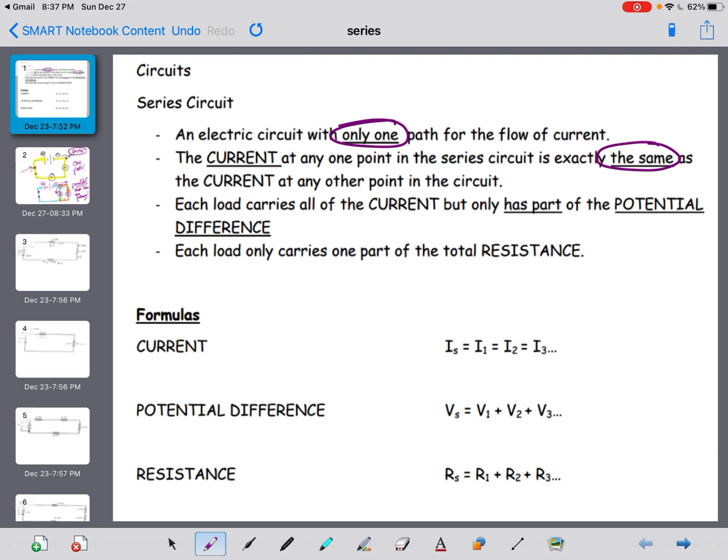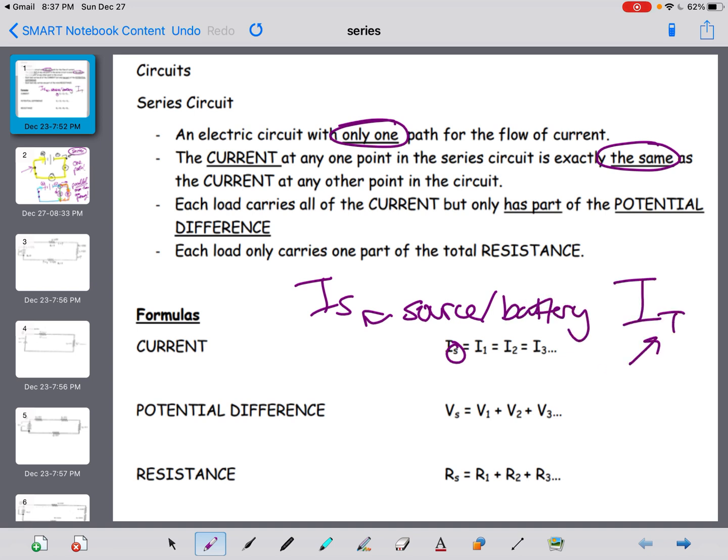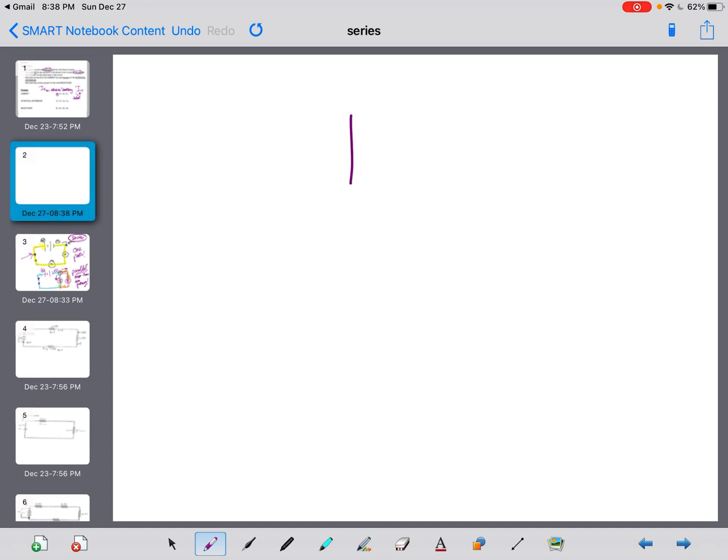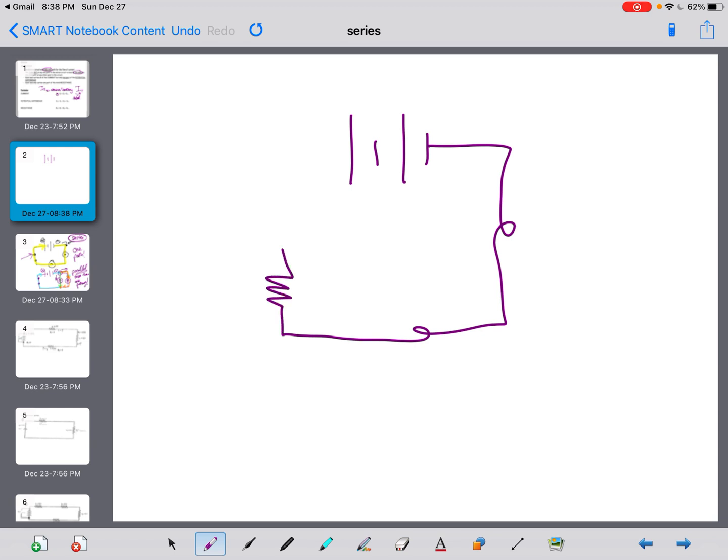Okay, so these are not really formulas. They're more like relationships, okay? So whenever you see the S, that represents the source or battery. Sometimes you'll see it as a T for total. They mean exactly the same thing. So what this is showing you is that the current, let's say we were to measure the current at 3 different spots or 3 different locations, they would all be exactly the same. Okay, so let's look at a picture to kind of show that. Why not? Let's add a resistor.